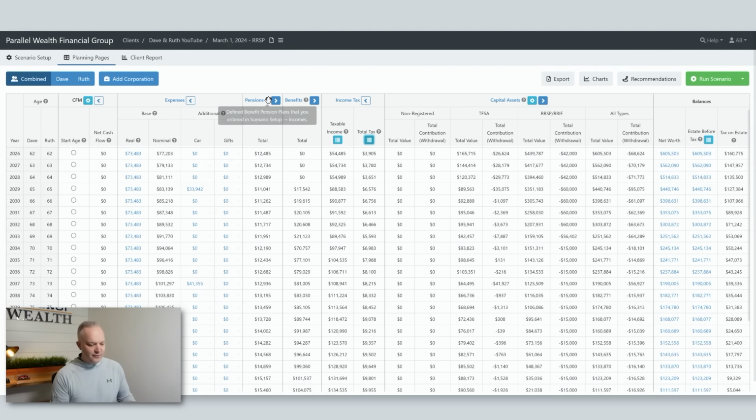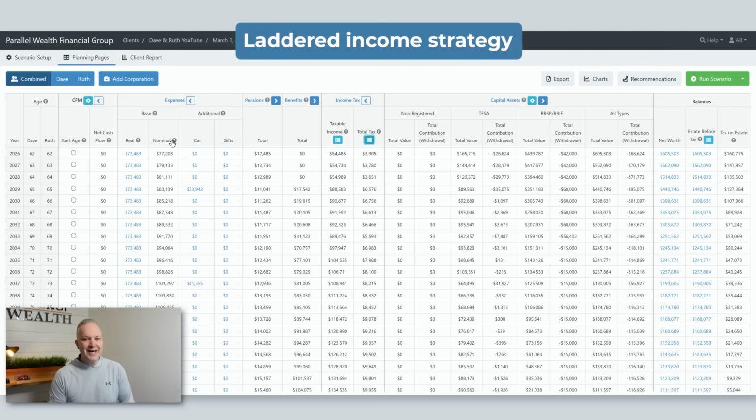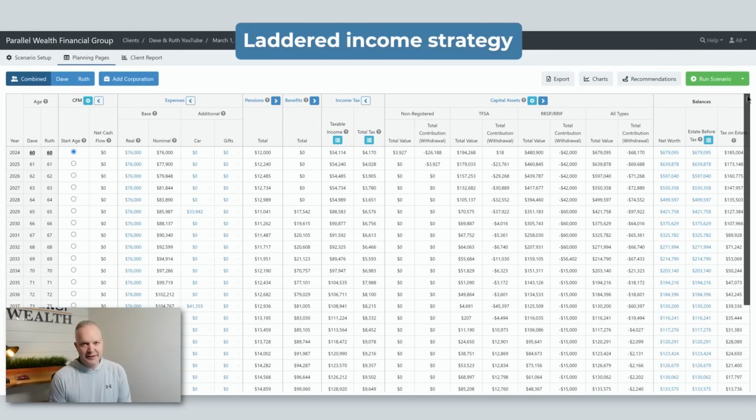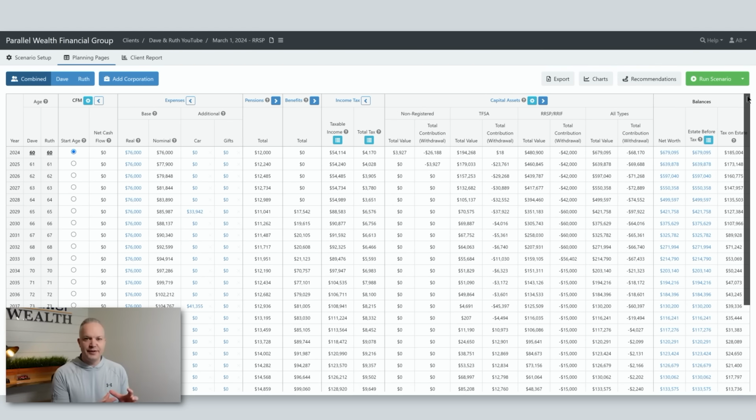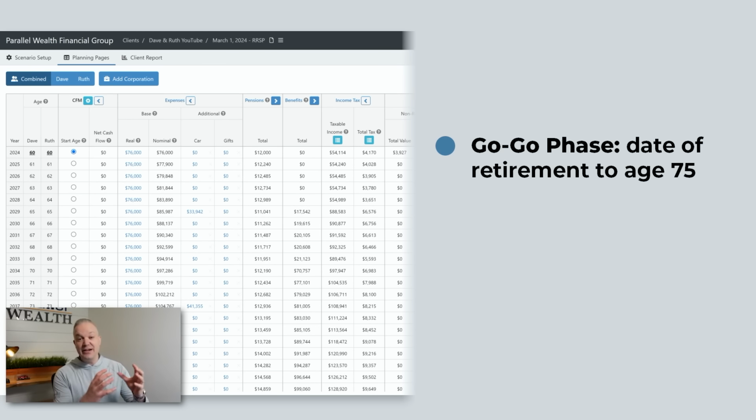But what happens if I don't need $73,000? I need more or I need less. So typically the next step here is we look at a laddered income strategy. Everyone's laddered income is going to look a little bit different, but you want to have that go-go phase of retirement, which is typically the first years up to age 75. So that's your go-go phase. That's when you're healthier, you can travel more. That's when you're spending a lot of your income.